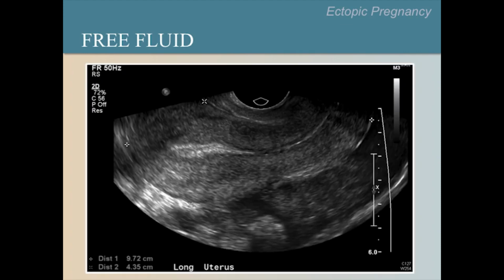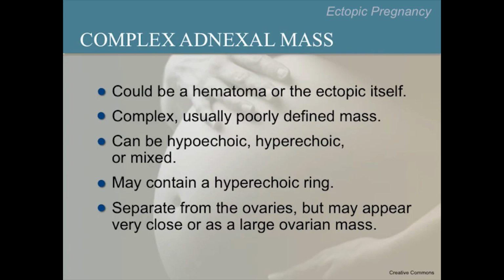Here is another example of echogenic free fluid in the posterior cul-de-sac. We have outlined the fluid here to make it more obvious. Another finding on an ectopic ultrasound is a mass in the adnexa, which is the region of the ovary and fallopian tube. The mass is usually complex and poorly defined.